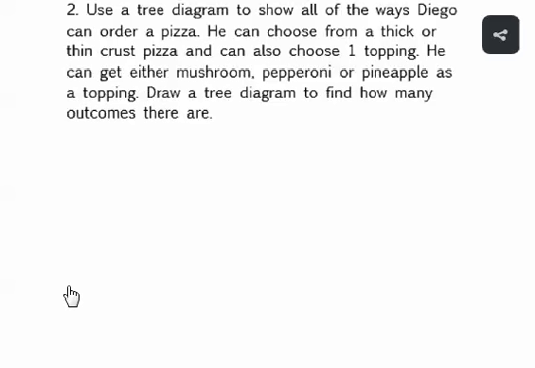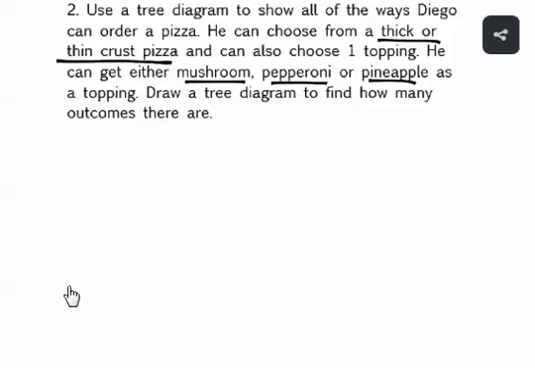All right, so the first one says use a tree diagram to show all the ways Diego can order a pizza. He can choose from a thick or a thin crust pizza. So that's the first thing I'm going to highlight, thick or a thin crust, because there's two types of crusts, and he can also choose one topping. He can either get mushroom, pepperoni, or pineapple as a topping. Draw a tree diagram to find out how many outcomes there are.